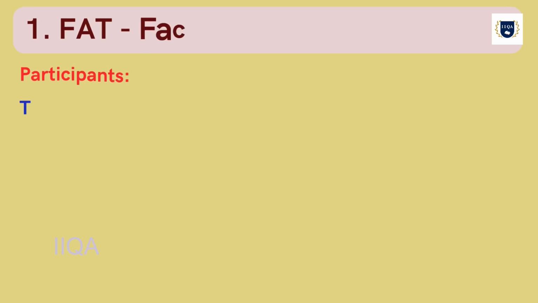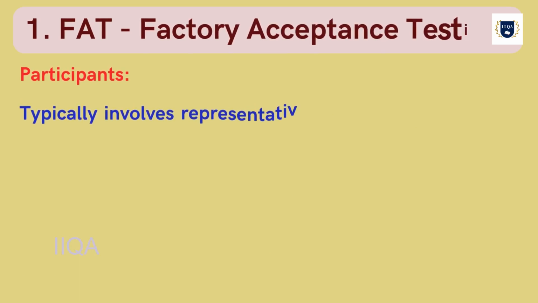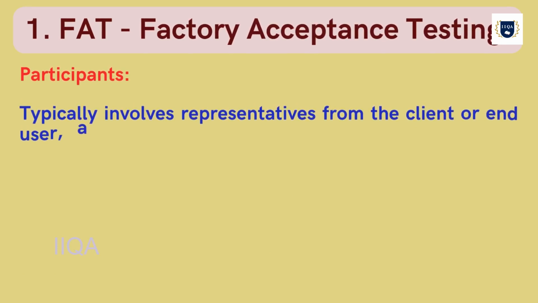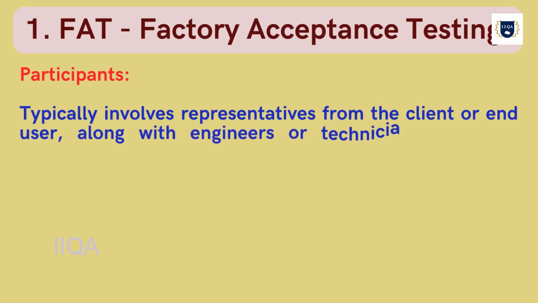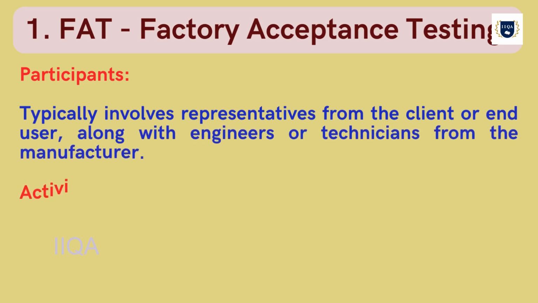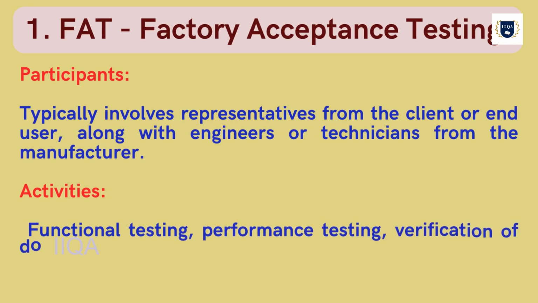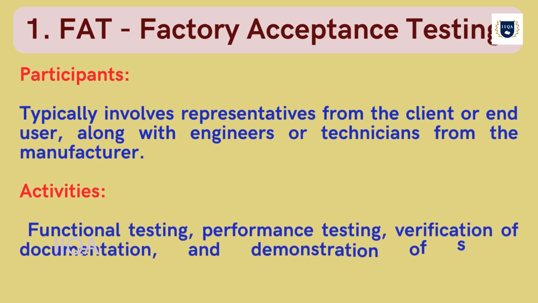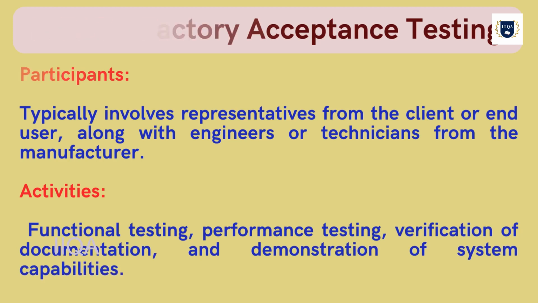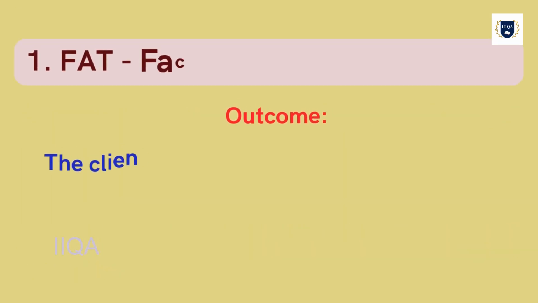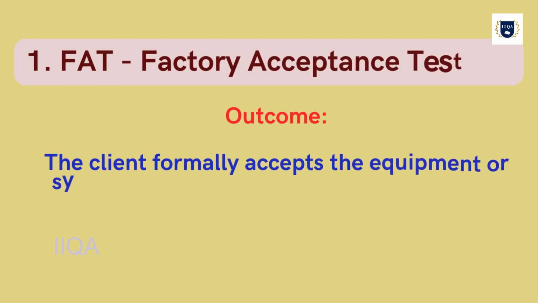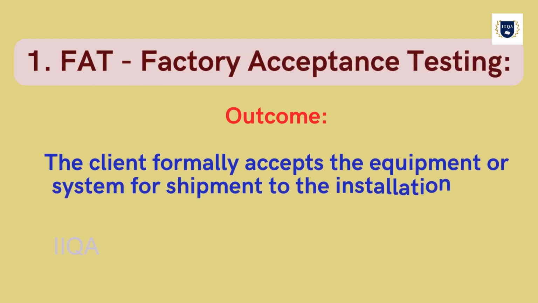Participants. Typically involves representatives from the client or end user, along with engineers or technicians from the manufacturer. Activities. Functional testing, performance testing, verification of documentation, and demonstration of system capabilities. Outcome. The client formally accepts the equipment or system for shipment to the installation site.